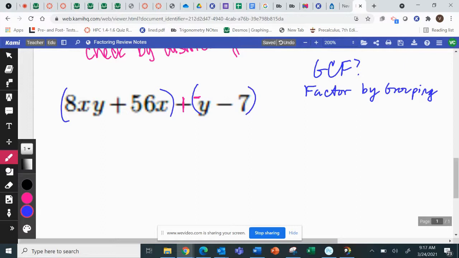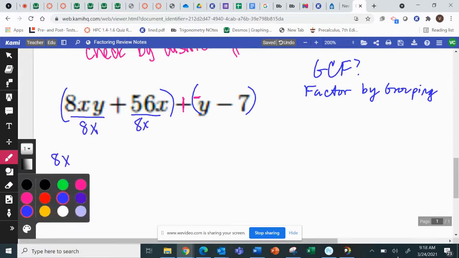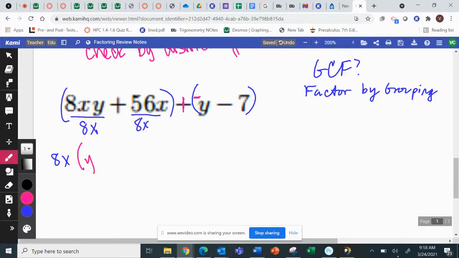And then within each group, we're going to look for a greatest common factor. We're going to start factoring in just each group. So for this group here, I do have a greatest common factor of 8x. So I take that out, and I'm left with y plus 7. In the second group, I have a greatest common factor of just -1. So I have -1. And I have y plus 7.